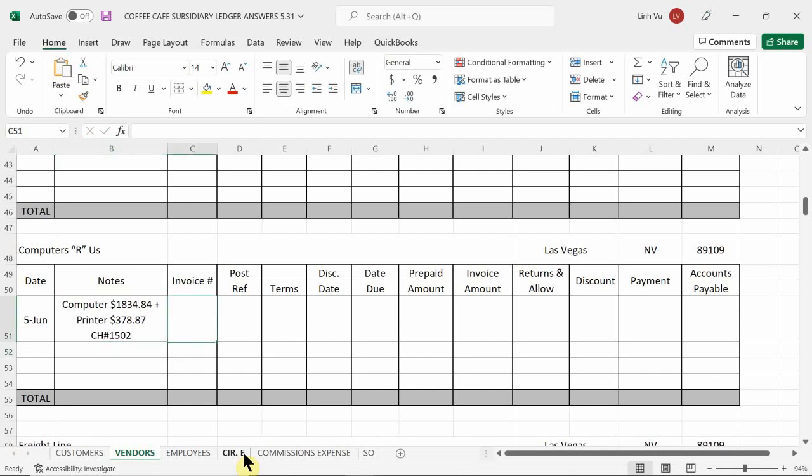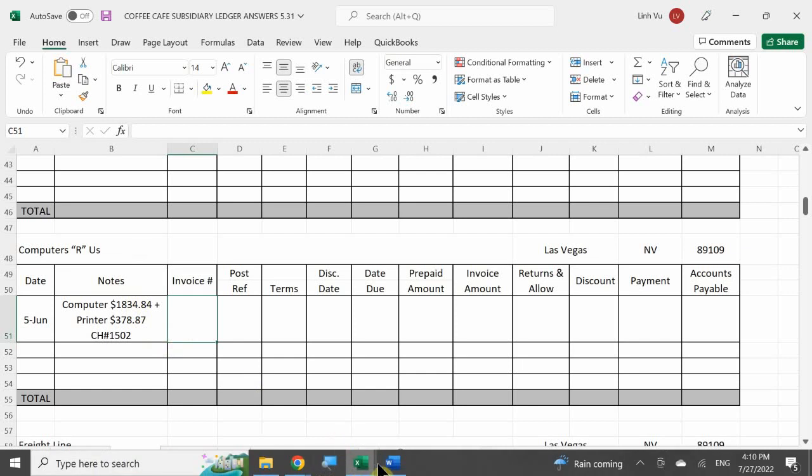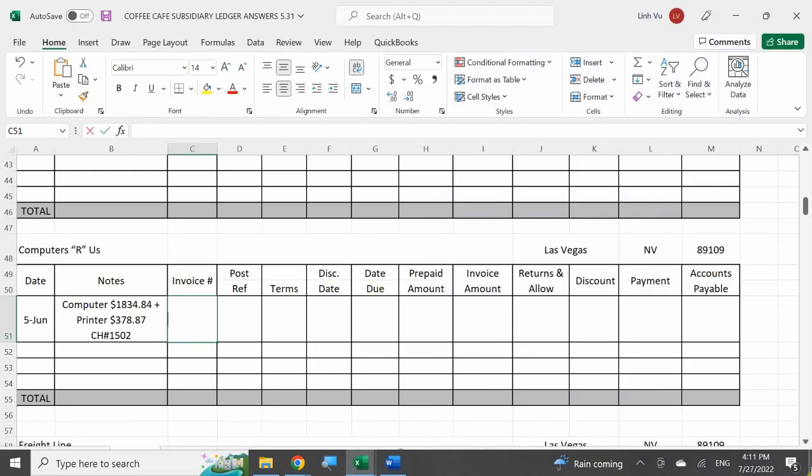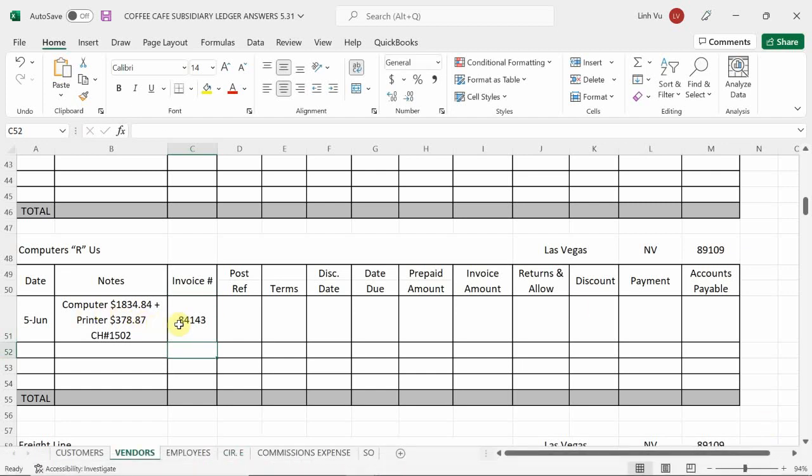Okay. Post reference, or in this case, what was my invoice number? I didn't get an invoice, but I got a sales receipt, right? And the sales receipt number was 84143. So, this is very important that you keep in your books because you need proof that you purchased the computer system. You need to bring back the receipt, okay?